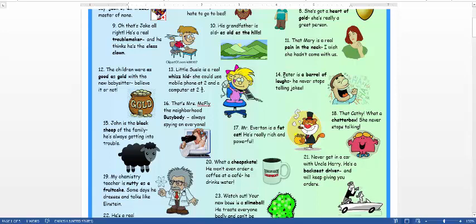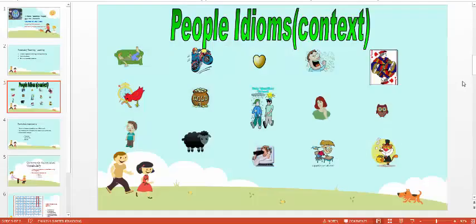Peter is the one who does what? Peter is a barrel of laughs. He never stops telling jokes. Now see, he never stops telling jokes. So this sentence is giving us a contextual clue. So you can do these activities to remember the meaning and to revise the meaning, and you can use the sentence contextual clues and the picture contextual clues in order to learn. So this is one way of learning the vocabulary.